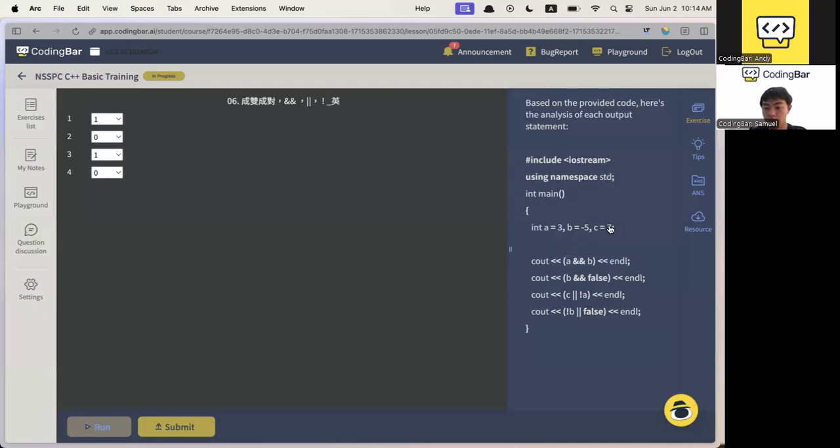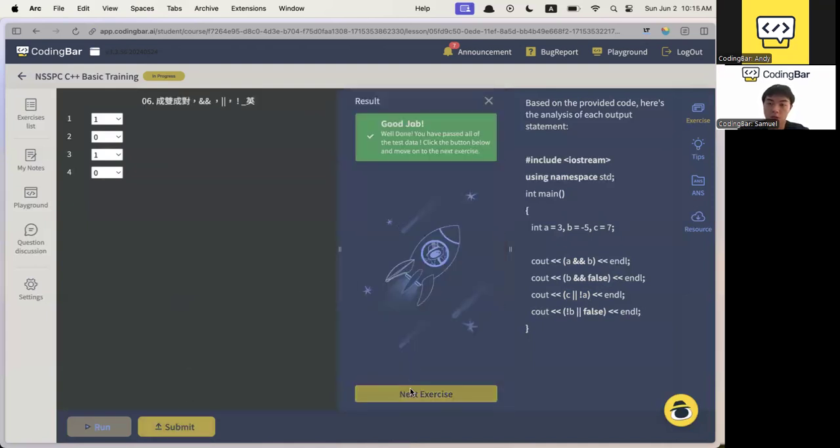How about C? C is 7. 7 is true. So true or false? True or false will be calculated into true. How about not B or false? Not B. B is -5. -5 converted into Boolean is true. So not true will be false. False or false will still be false. So it will be 0. And let's submit this. Well done.